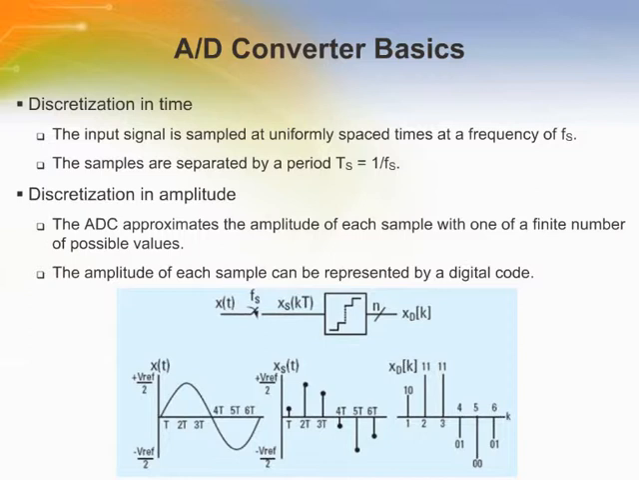The second function of the ADC is to discretize the sampled signal in amplitude. That is, the ADC approximates the amplitude of each sample with one of a finite number of possible values. The amplitude of each sample can be represented by a digital code whose bit length determines the total number of possible converter outputs. However, the finite number of output values in a converter introduces error into the digital representation of the analog input, which is called quantization error.